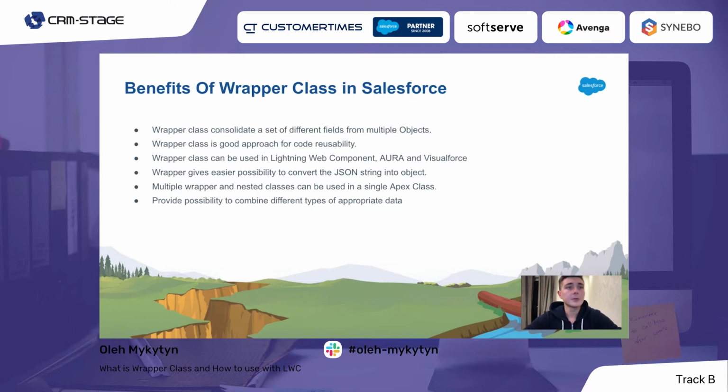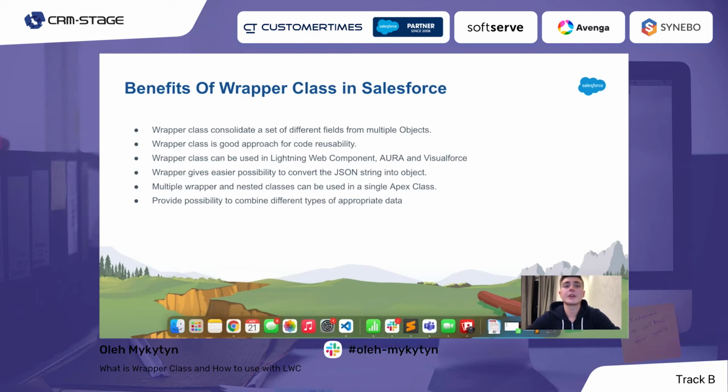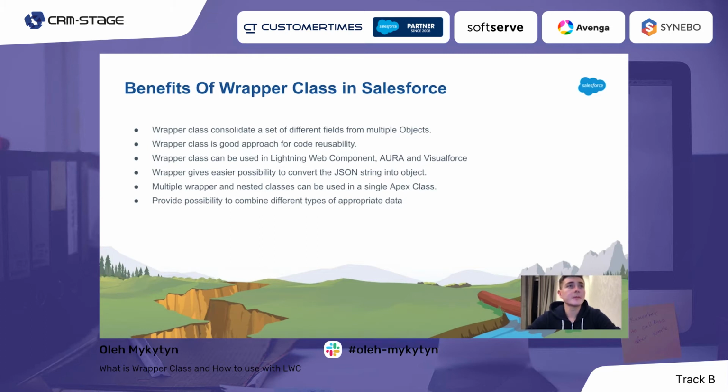And it provides the possibility to combine different types of appropriate data. Sometimes it's quite difficult to map your data with different types. If you need to map, like, 4, 5 or more values in one row, it's quite easy to do with a wrapper, because sometimes maps or other collections are not very good for this. So that's about some benefits of wrapper classes, and how they can help us. Okay, let's go next.